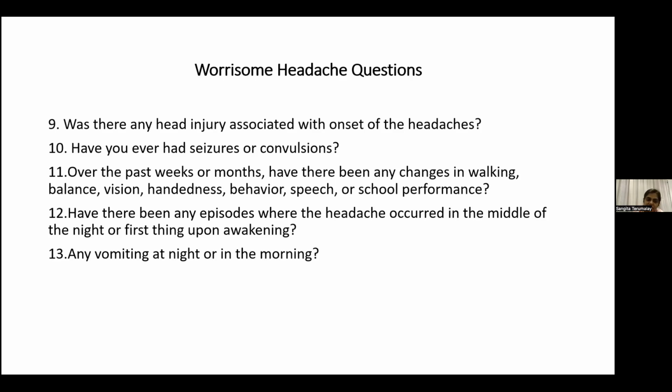Okay. And this is a question which we always ask. Question 12 basically gives you a clue where there can be increased intracranial pressure. So whether the headache has occurred suddenly in the middle of the night, the headache wakes the child up from sleep, or the headache is seen first thing upon awakening. This is associated with increased intracranial pressure, and we must look for a space-occupying lesion. And is there any vomiting at night or in the morning? So basically suggesting increased intracranial pressure. So if there is yes to any of these questions, these are all patients for whom you have to do urgent neuroimaging.